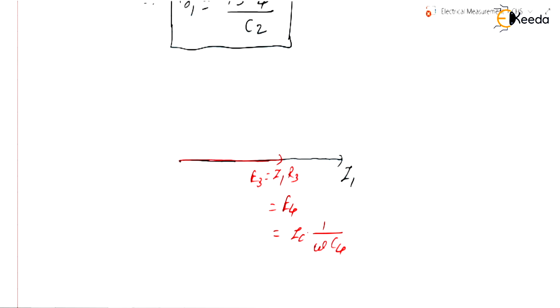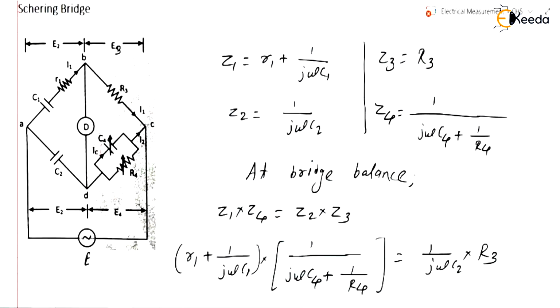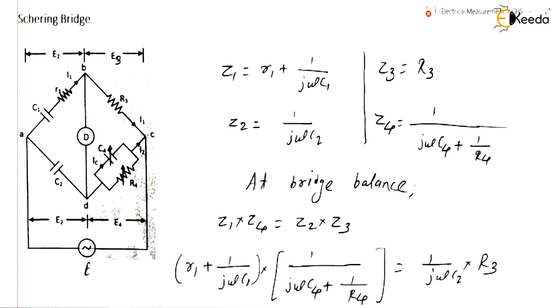Now if this is the voltage across the capacitor, where will be the phasor for the current flowing through the capacitor? Definitely it will be leading. The current flowing through the capacitor will be leading the voltage across the capacitor by 90 degrees. So this is the phasor for IC. Now we have E3, E4 and IC. And I1 into R1 plus I1 into 1 upon omega C1 is nothing but E1.